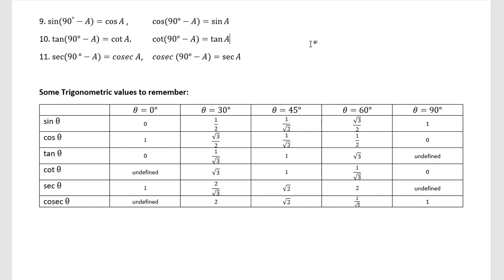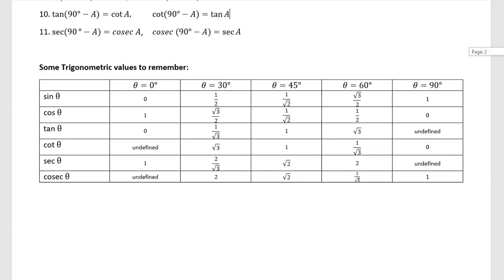So sine 70 degree will be equal to cos 20 degree, because sine and cos are complementary ratios, and tan and cot, tangent and cotangent, are also complementary ratios. So if you take tan 40 degree, the value is equal to cot 50 degree. This is the summary of these three formulas.